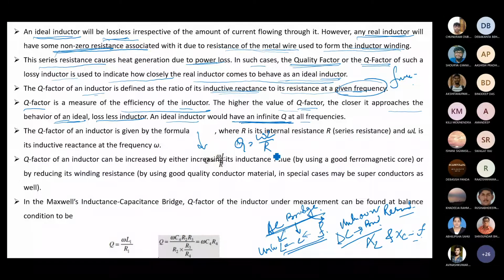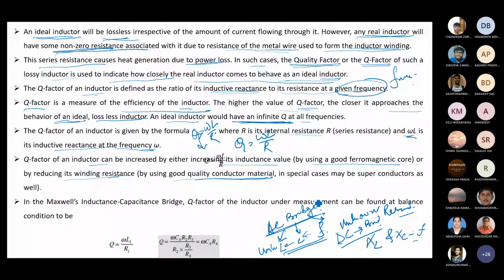The Q factor of the inductor is given by the formula Q equals omega L by R, where R is the internal resistance, and omega L is the inductive reactance at the given frequency omega. The Q factor of an inductor can be increased either by increasing the inductance value by using a good ferromagnetic core, or by reducing the winding resistance with good quality conductor materials. In special cases, maybe superconductors as well.